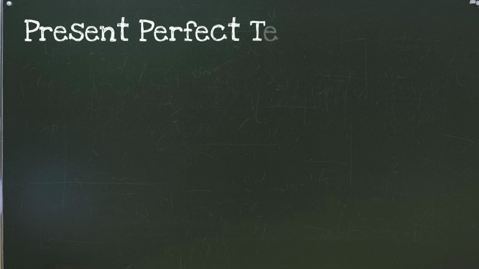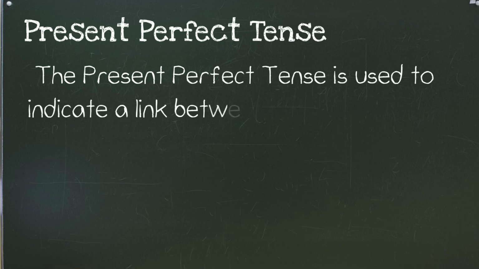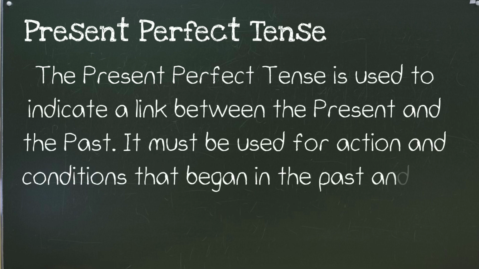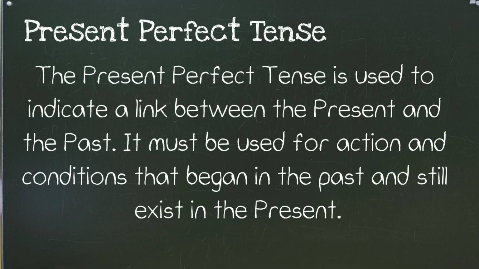Now let's start with the present perfect tense. What is the present perfect tense? The present perfect tense is used to indicate a link between the present and the past. It must be used for actions and conditions that began in the past and still exist in the present.